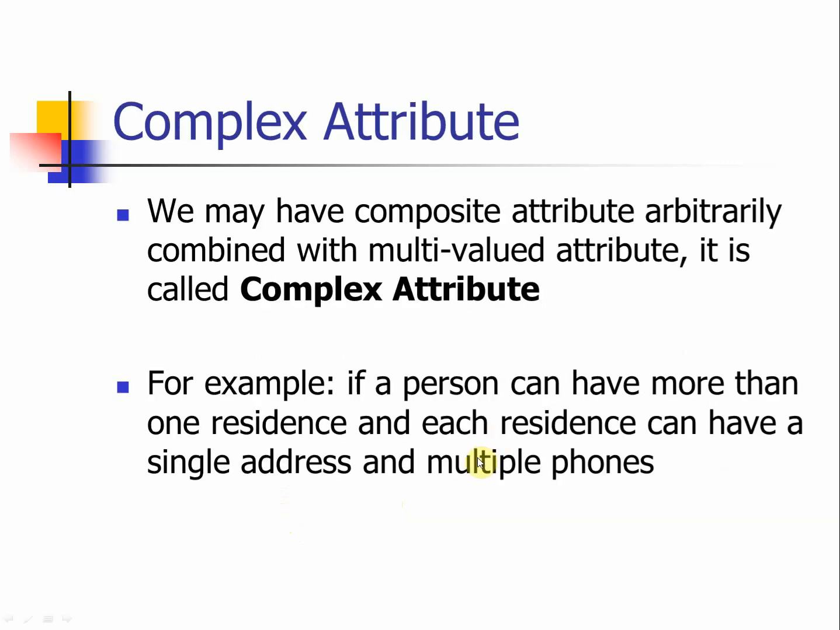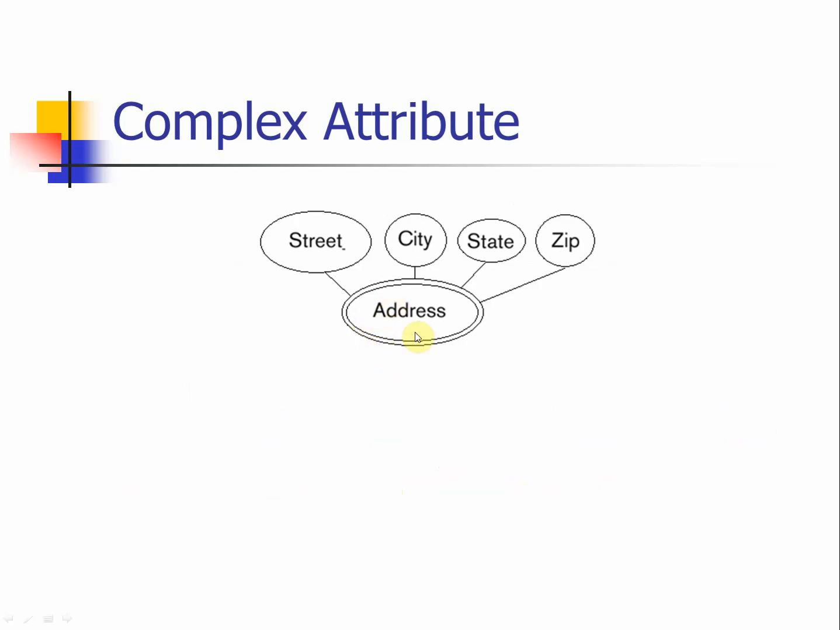Finally, a complex attribute is a combination of multi-value attributes and composite attributes. So for example, if a person can have more than one residence, and each residence has a single address and multiple phones, that is going to be an example of that. And you can see that if a person has an address, the address can be further divided into street, city, state, and zip code. Maybe that is the address for your university address. There's also another address that you use representing the home address.